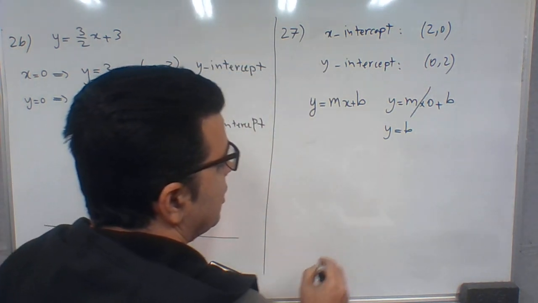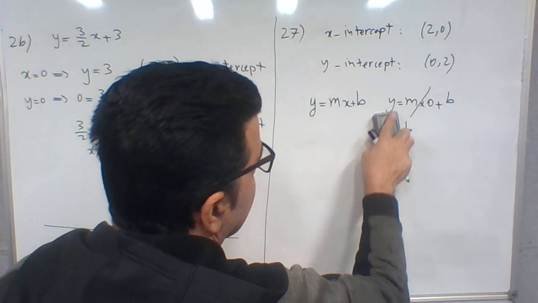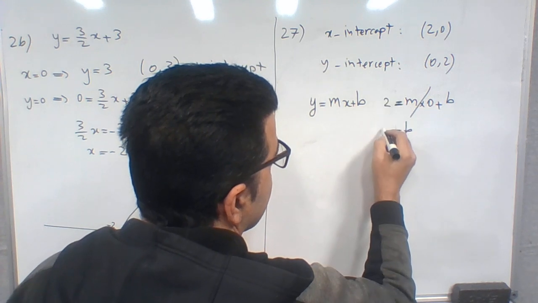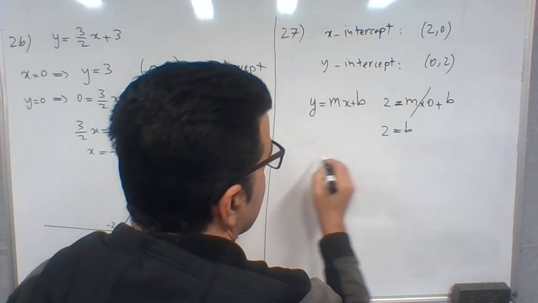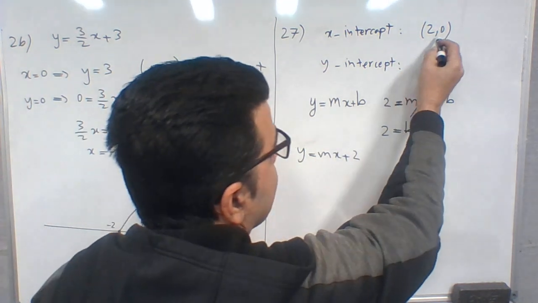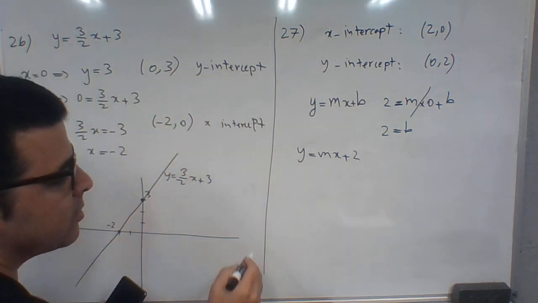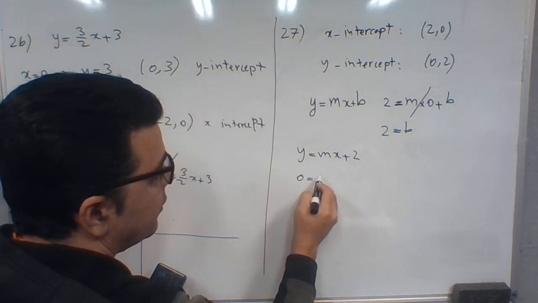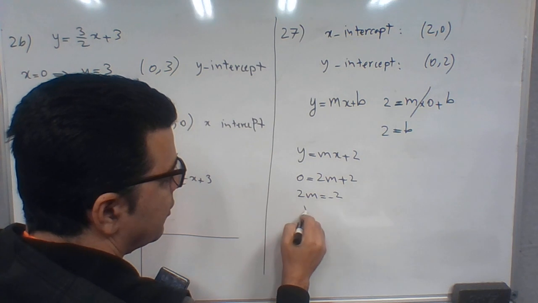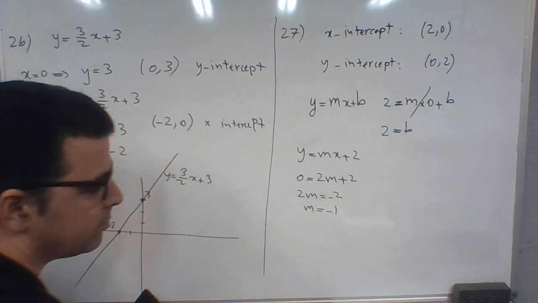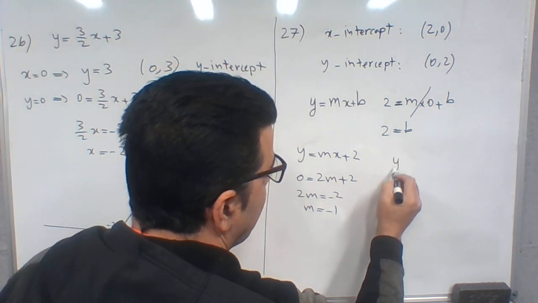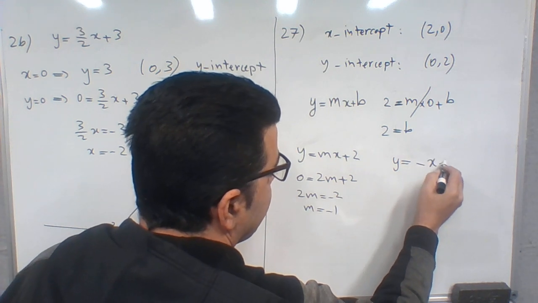So b is 2, and we have y equals mx plus 2. And (2, 0) is another point, so 0 equals 2m plus 2, or 2m equals minus 2, or m equals negative 1. So the equation of the line is y equals minus x plus 2.